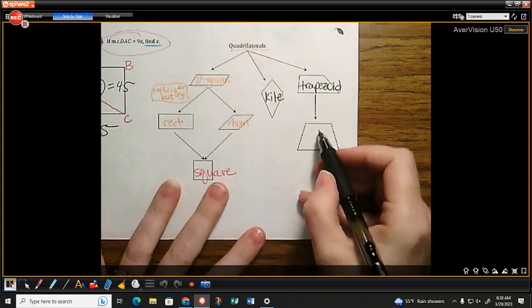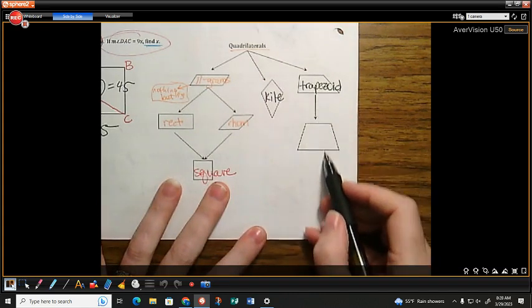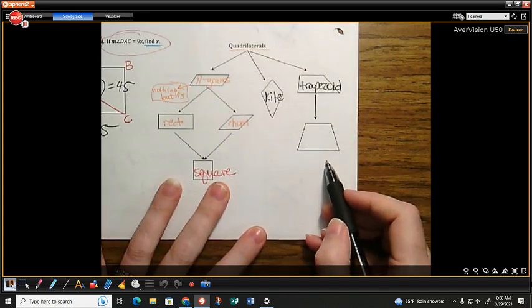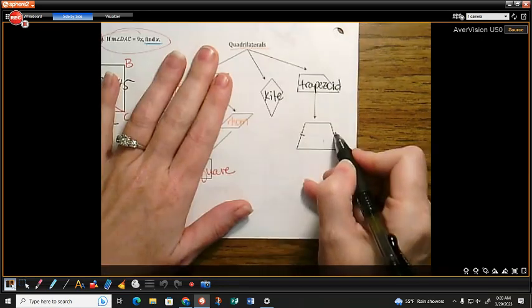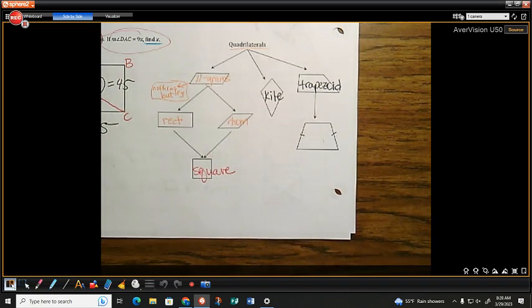Okay? Oh wait! It has an evil offspring. What is the evil offspring of the trapezium, the trapezoid? Perfect. That's not a trapezoid, Cameron. Well, here's a clue. Well, it has two congruent sides.